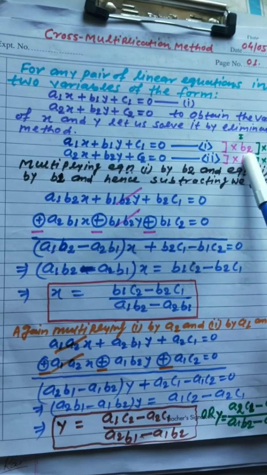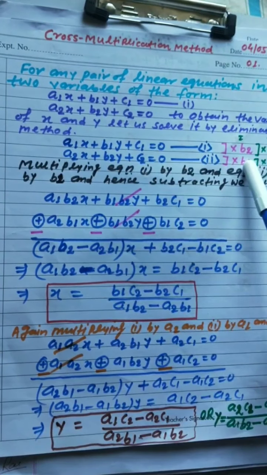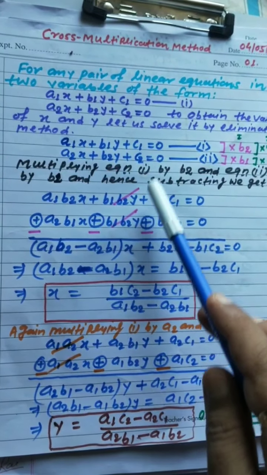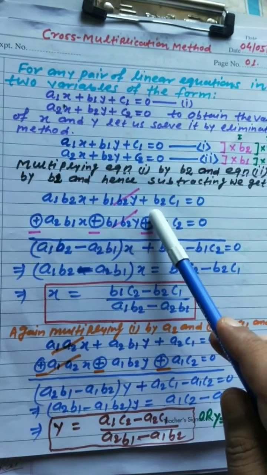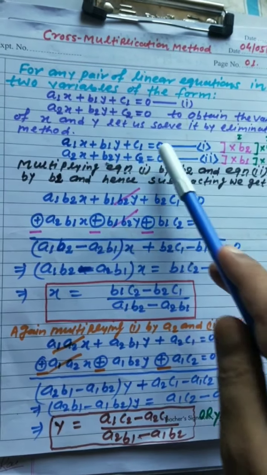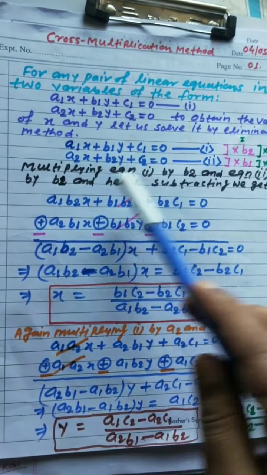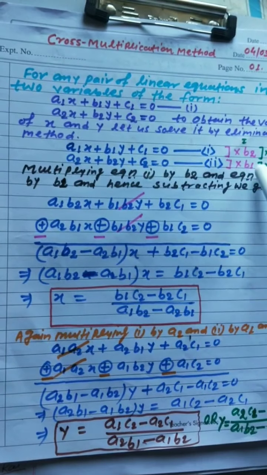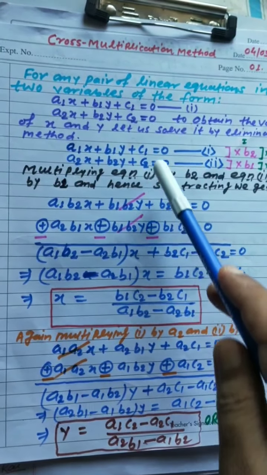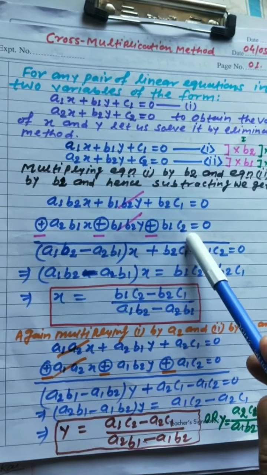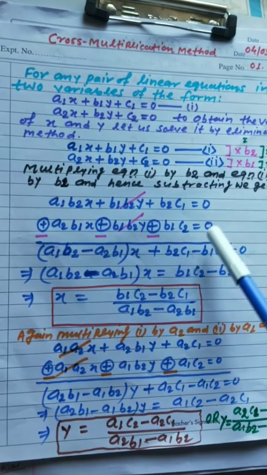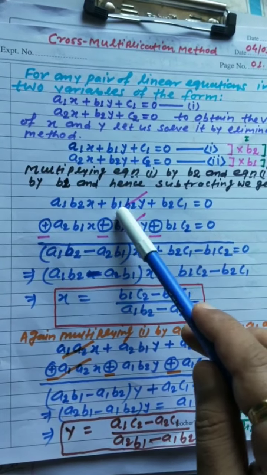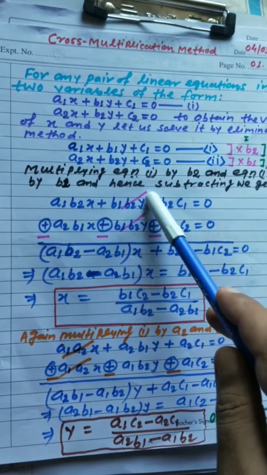So let us multiply it. a1 multiplied by b2 will be a1 b2 x, b1 multiplied by b2 will be b1 b2 y, plus c1 multiplied by b2 will be b2 c1, and is equal to 0 multiplied by b2 will be 0. And a2 multiplied by b1 will be a2 b1 x, plus b2 multiplied by b1 will be b1 b2 y, and c2 multiplied by b1 will be b1 c2, and 0 multiplied by b1 will be 0. Now you have to change the sign. So after changing the sign, this b1 b2 y and b1 b2 y will be cancelled.